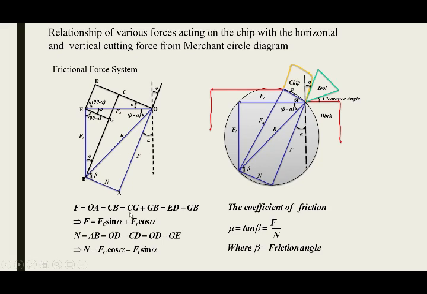So again coming to the equation, ED plus GB. Where is ED? This line ED. Okay, value of this will be FC sin alpha. This is FC. Okay, this is 90 degrees, this is the hypotenuse, so sin alpha will be ED divided by FC. So ED is equal to FC into sin alpha.